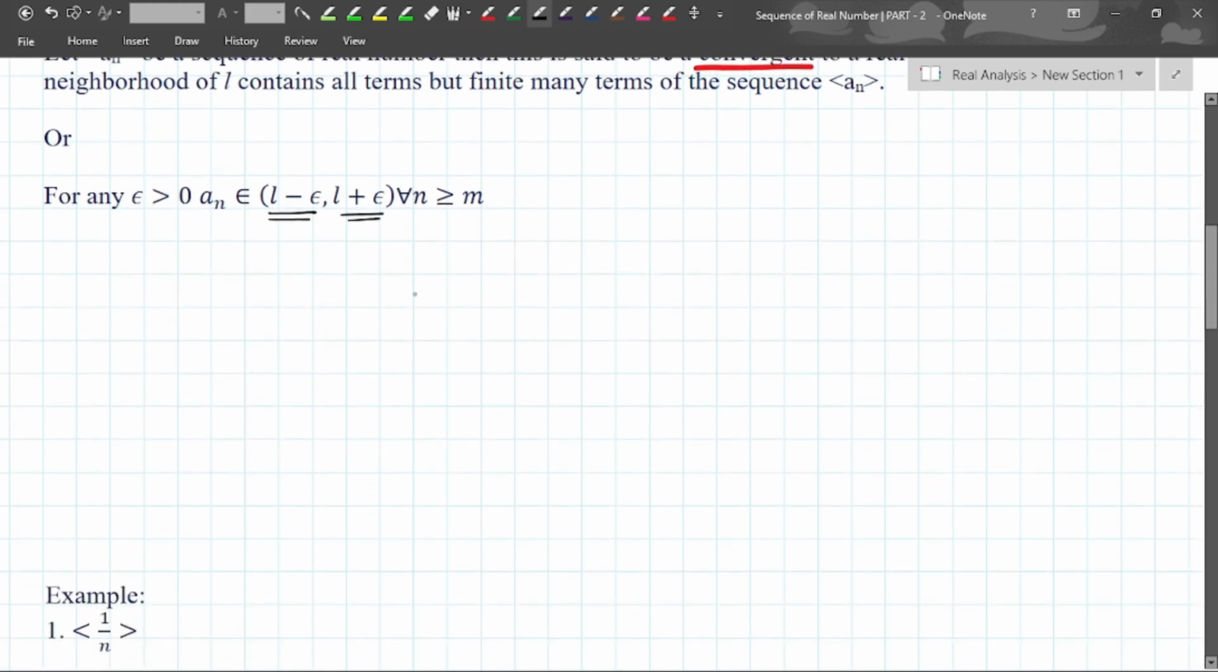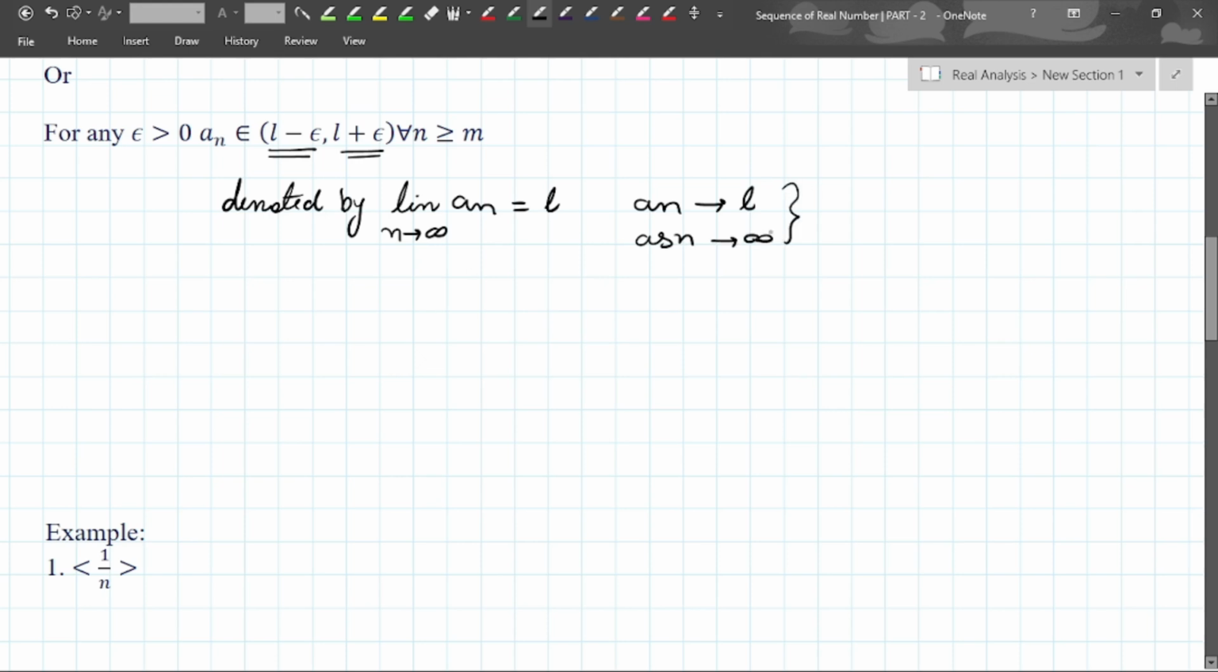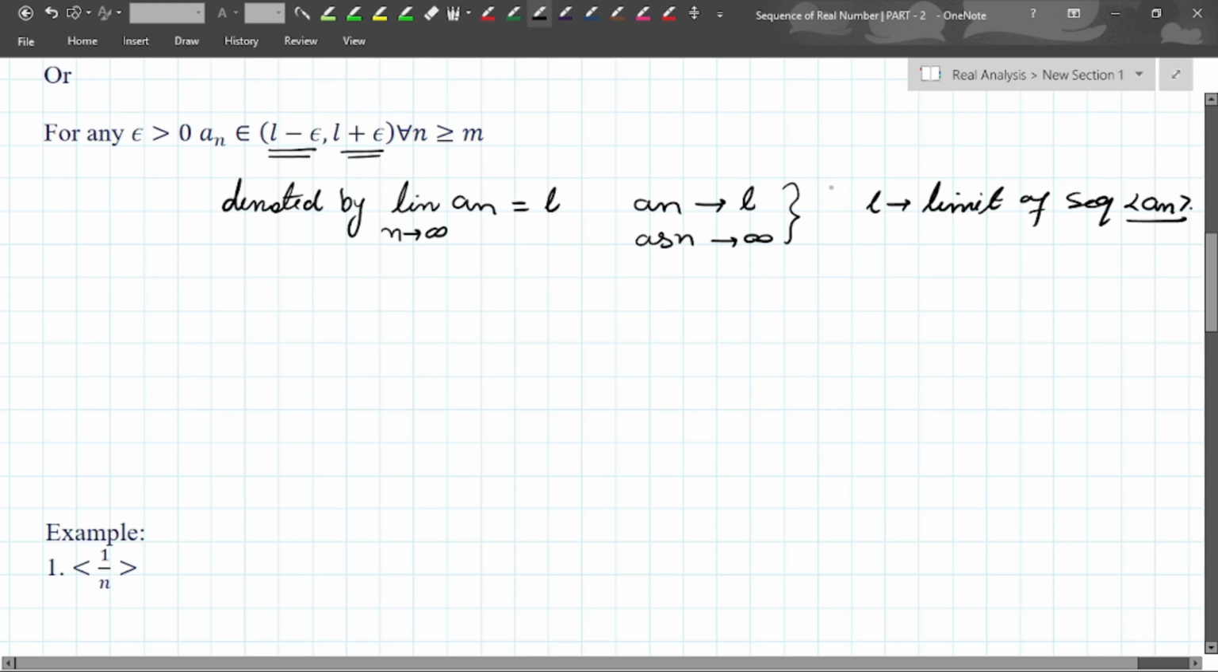We can relate this to the limit of the sequence. It can be denoted by the limit as n tends to infinity of a_n equals L, where a_n tends to L as n tends to infinity. This is the meaning of convergence of a sequence, and L is called the limit of the sequence a_n. If all terms are contained in this neighborhood of L, then we say my sequence is convergent.